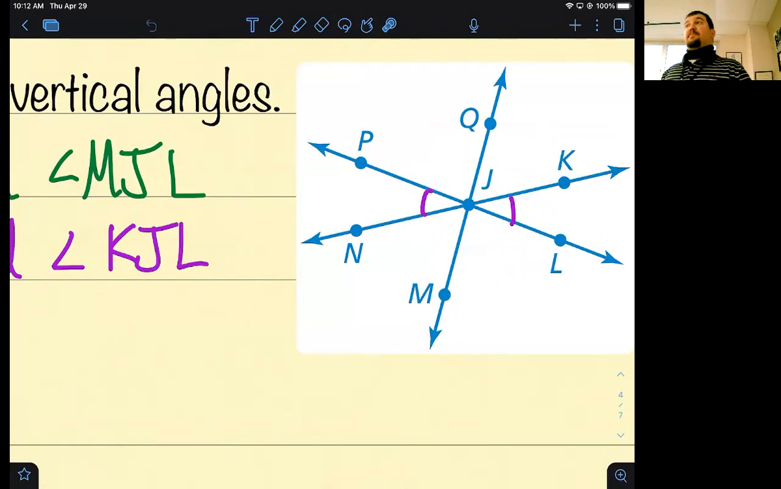That's false. They don't have to be. They just have to be next to each other. They do not have to be the same size. Vertical angles do have to be the same size.